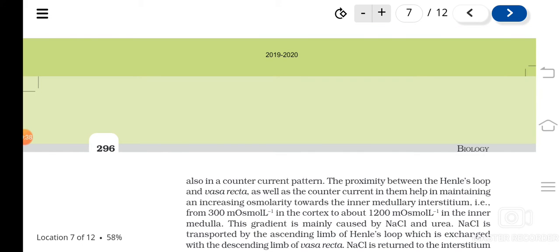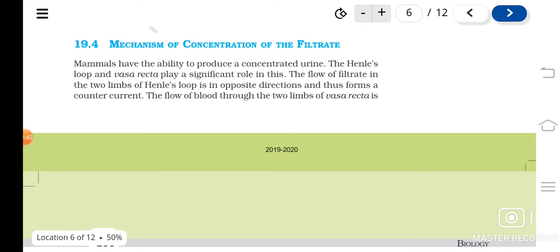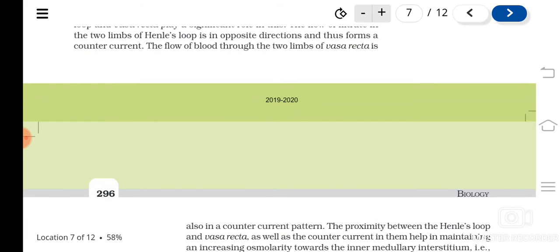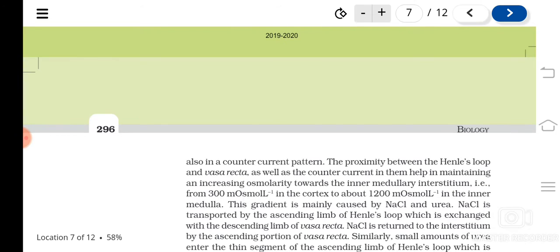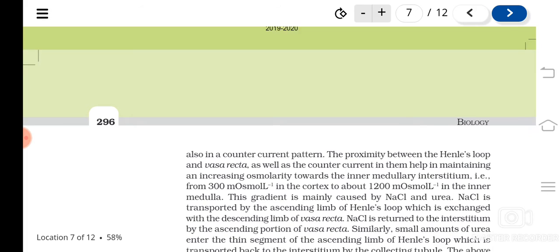So what is countercurrent? That is, the flow of filtrate in the two limbs of the Henle's loop is in opposite directions, and the flow of blood through the two limbs of vasa recta is also in a countercurrent pattern. So this proximity means they are placed very close to each other, Henle's loop and vasa recta.